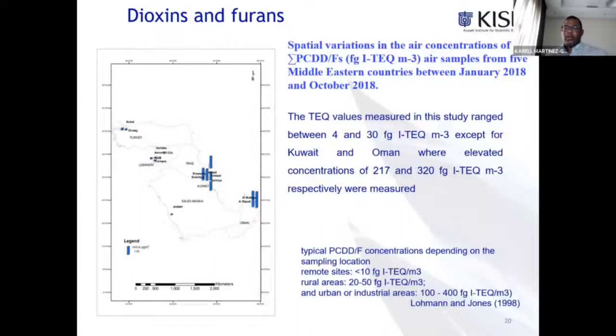Typically, according to Lohmann and Jones, the typical concentration, depending on the sampling location, is 10 femtograms for remote sites, 20 to 50 for rural areas, and 100 to 400 femtograms ITEQ per cubic meter for urban and industrial areas.